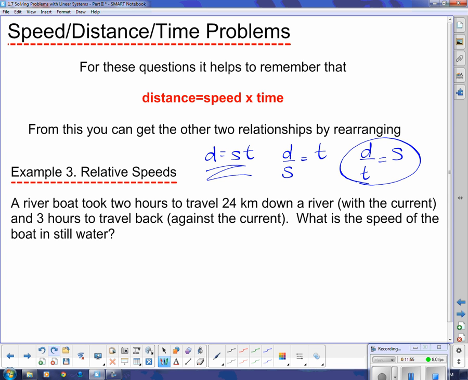Because we all know that speed is in kilometers per hour. So kilometers is distance and hour is time. So we have kilometers per hour. So that's the one that I usually remember.